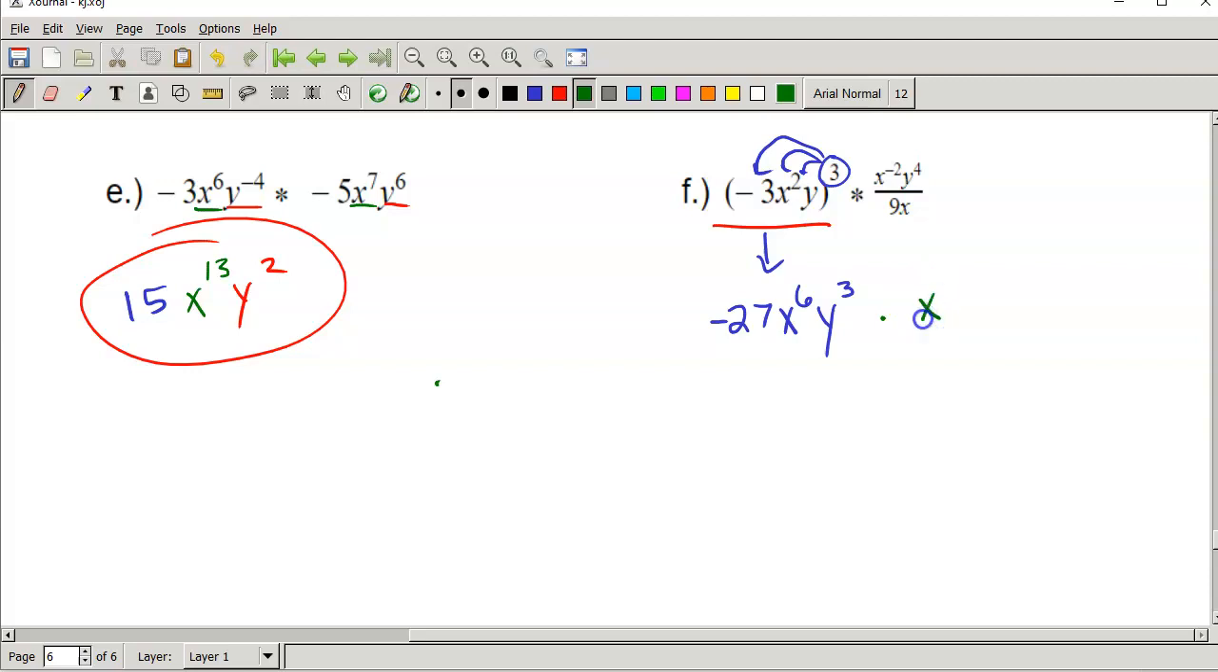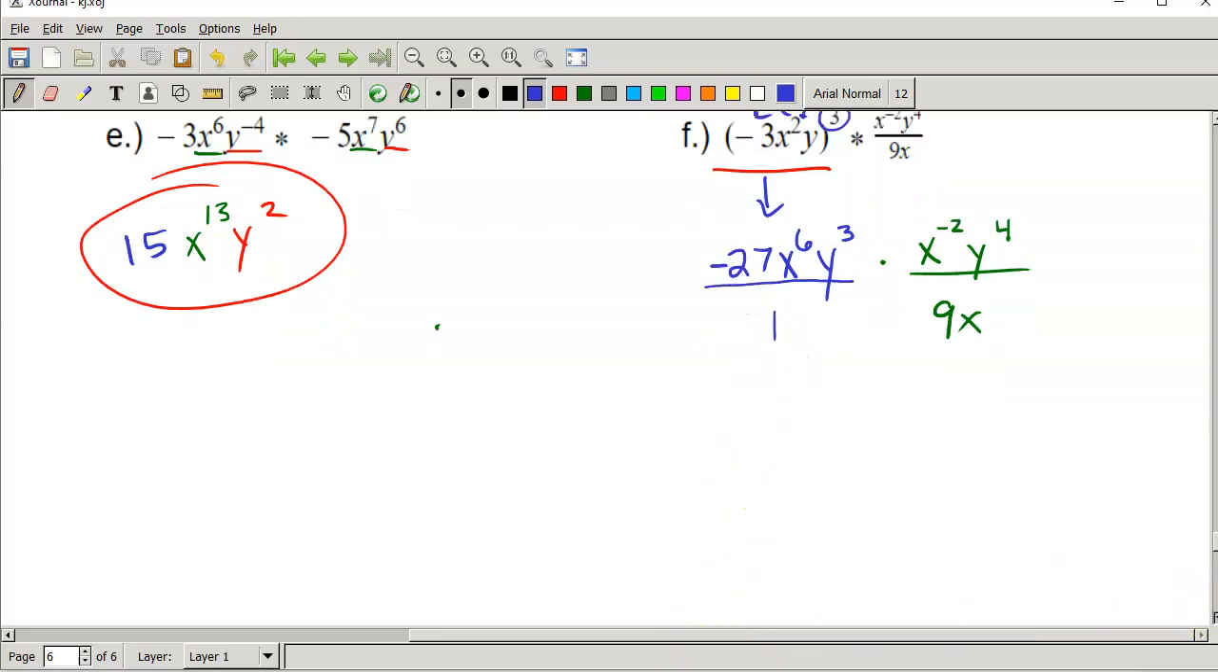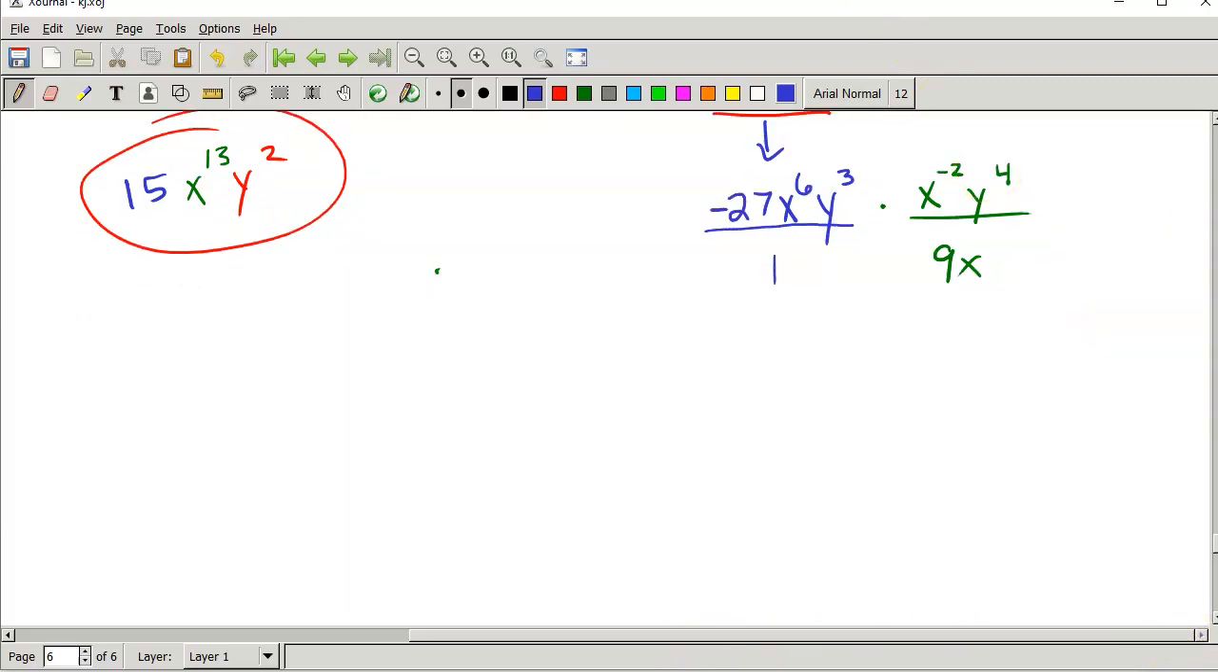Then I'm going to bring down the other problem. So this is going to be x to the negative 2, y to the 4th, divided by 9x. And since I'm multiplying the second one as a fraction, we'll just go ahead and put a divided by 1 there. So now when we do this, we can just multiply fractions together. When we multiply fractions, all we need to do is multiply the tops together, and then we need to multiply the bottoms together, and I'll put that in green.